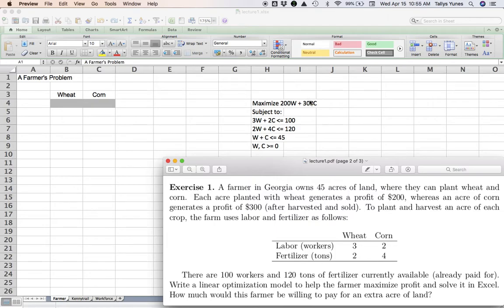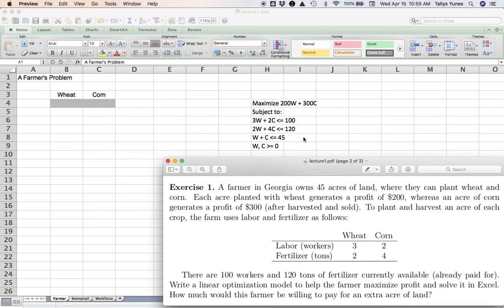Likewise for corn. So how do I take this mathematical model, which is essentially a representation of this story that was originally in English, in the language of mathematics. I want to take this and feed this to a computer to find the answer. So let's translate that into the Excel Solver model.